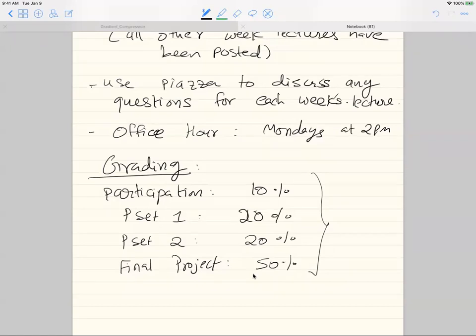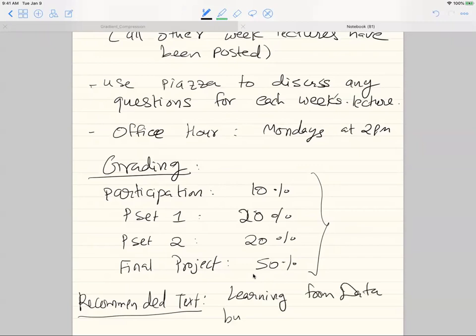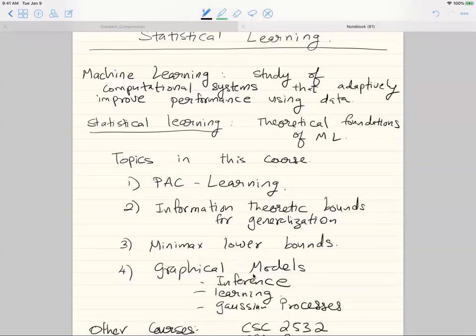Is there any textbook for the course? So the textbook varies, there is no single textbook. For the first part, a recommended textbook is Learning from Data by Abu-Mostafa. I will be taking material from this textbook for the first part of the course. But later on, when we go to information theoretic bounds, it's based on research papers that I will post. Most of the material here is based on research papers rather than any specific textbook.